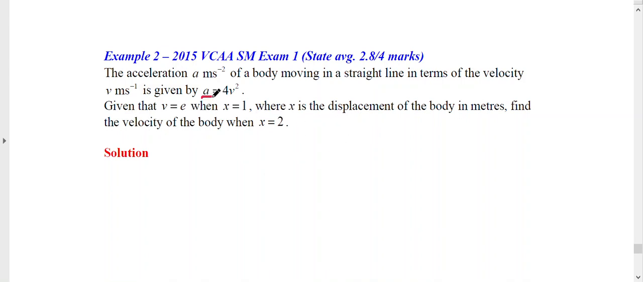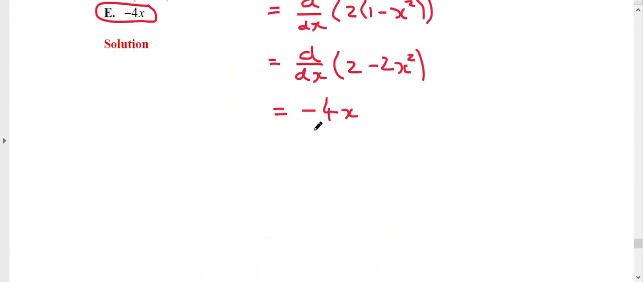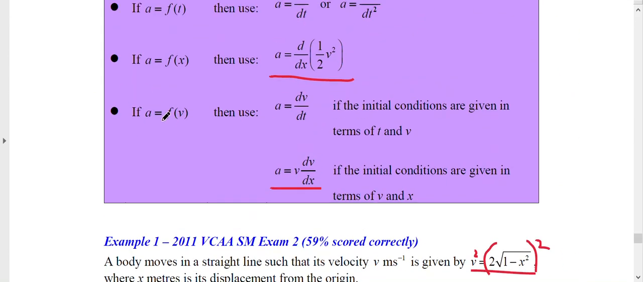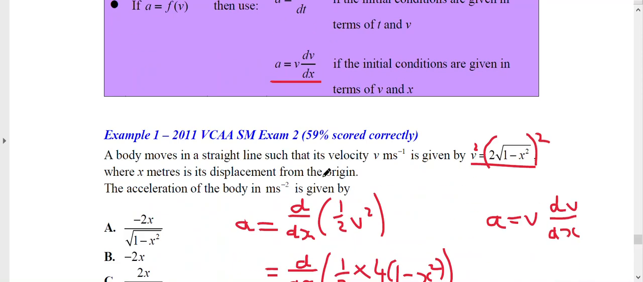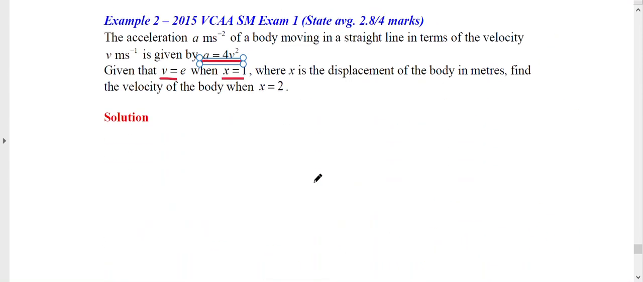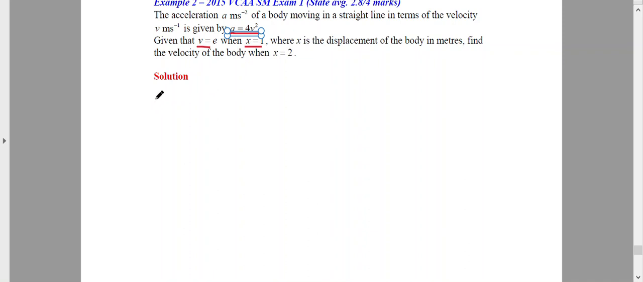So here we've got a as a function of v, and initial conditions are v and x. So if I go back up to the summary, a is a function of v, so I'm looking at the third bullet point here, but the initial conditions are v and x. So I'm going to use this version of the formula here, a equals v dv dx. So I write that down. a equals v dv dx.